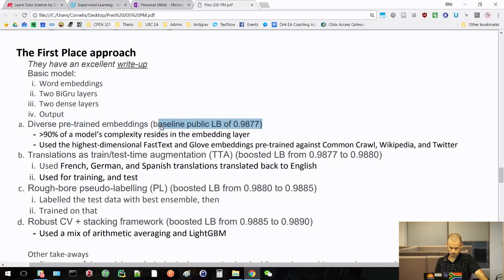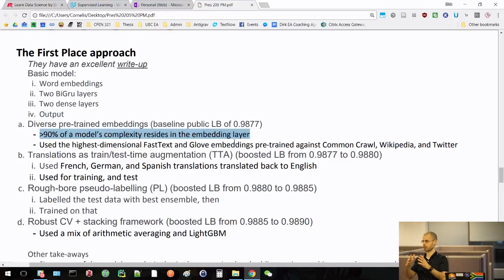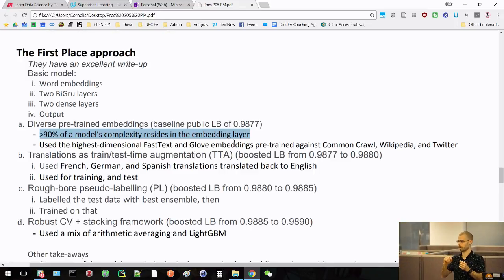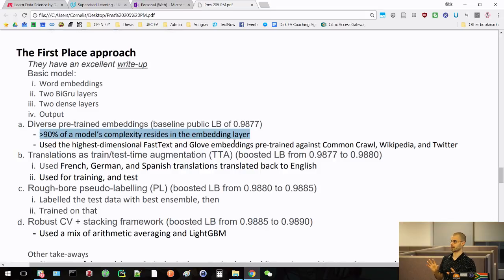Even with that, they did quite well. And they made this remark, which is quite insightful: over 90% of the model's complexity resides in the embedding layer. Because if you've got 40,000 words, and for each of those words you have to choose, in your 300-dimensional vector, what each of those 300 numbers will be, that's 40,000 times 300. That's a lot of numbers that you're choosing. So most of the complexity is there.